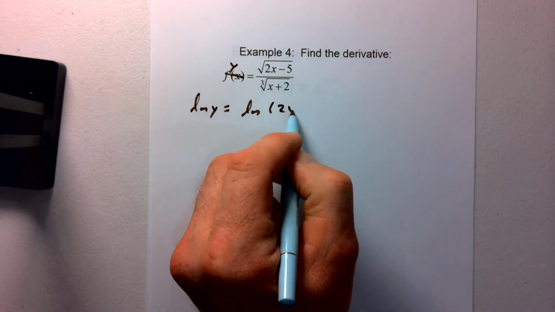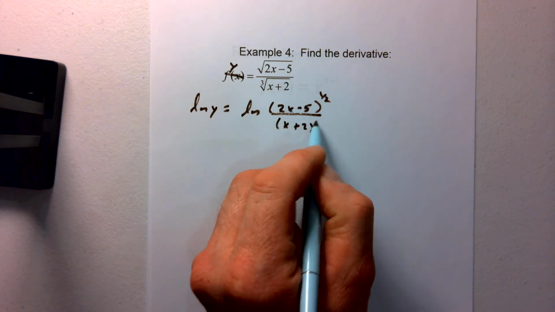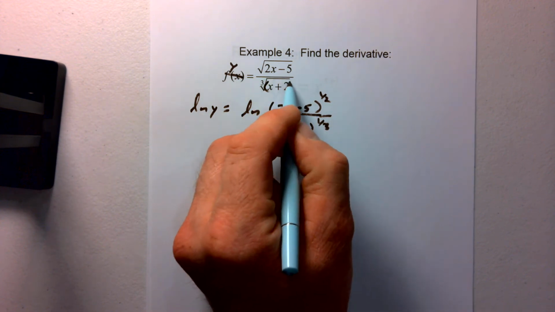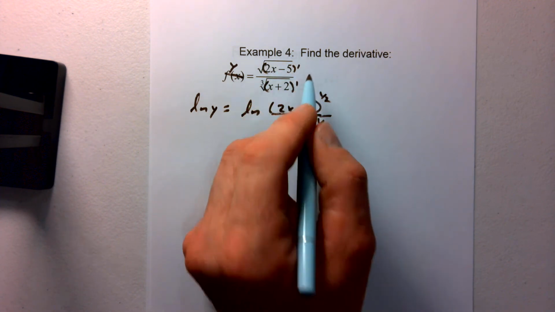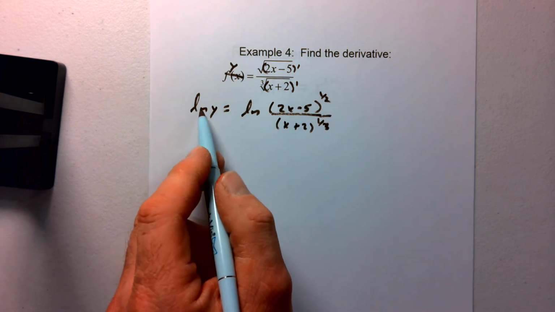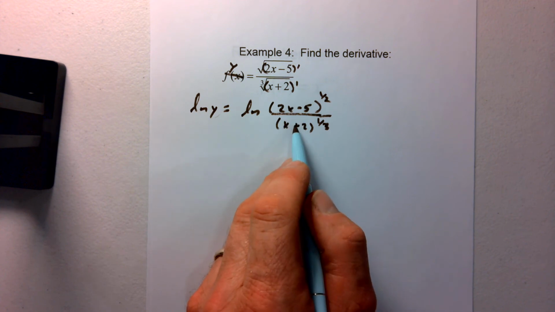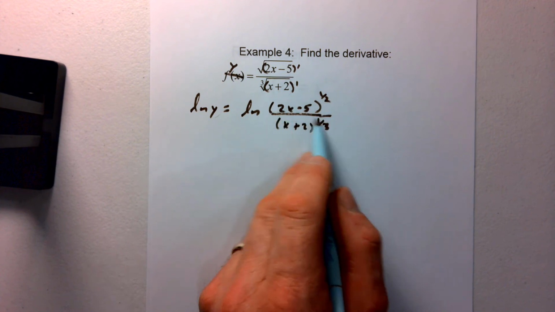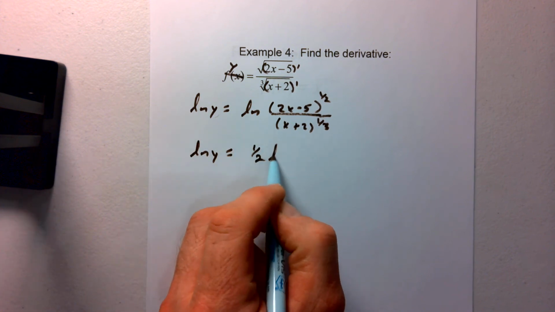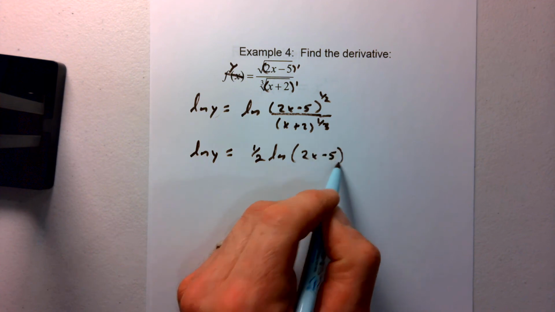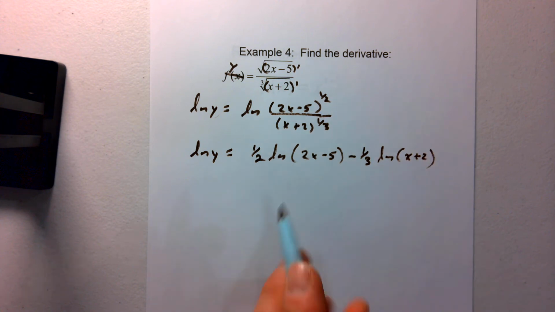Natural log, I'm going to change these to a fractional exponent and change my x plus 2 to the 1/3 power. Remember, we take the exponent divided by the index to change it from a radical to a rational exponent. So we can go ahead and split this up. We have division. Division we're going to split up through subtraction, and we'll bring these exponents to the front. So I have the natural log of y equal to 1/2 the natural log of 2x minus 5 minus 1/3 the natural log of x plus 2.